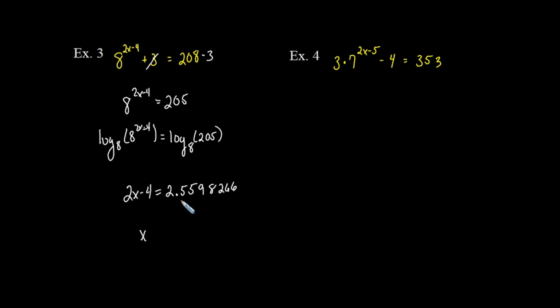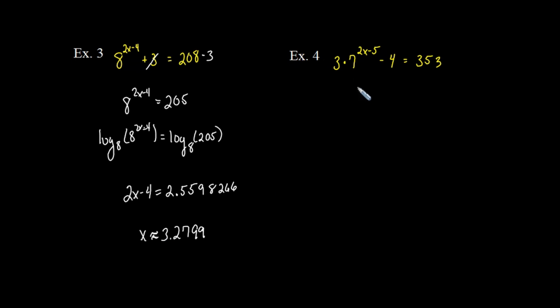And then in the calculator, while it's still in there, I will add 4 and then divide by 2, and we will get the final answer to be 3.2799. Again, all I did was add 4, and we got 6.5598, divided by 2 and got 3.2799, and that will be a rounded value.